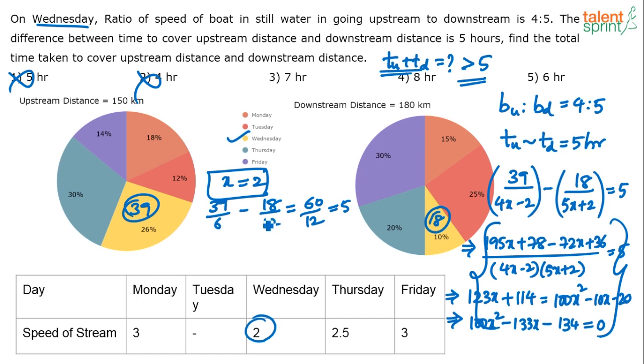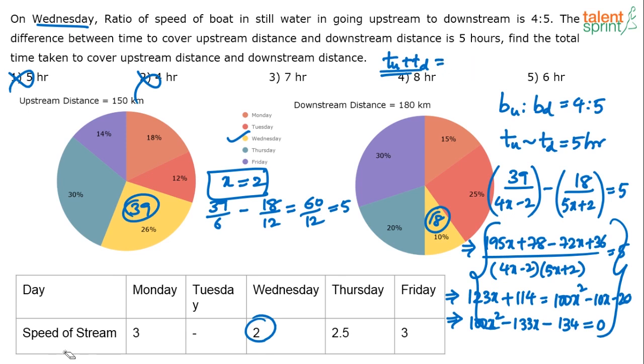So, 78 by 12 plus 18 by 12. 96 by 12. 96 by 12 is 8. Yeah. You understand? TU plus TD. I mean, I am running short of space here. What do I do? Let me clear this.